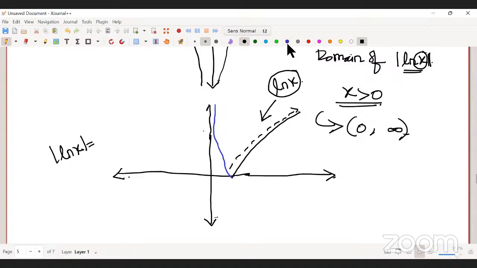So this is the graph of modulus of ln x. Whatever this negative part is, that will become positive because I'm taking a modulus. So this is the graph of modulus of ln x. Is it clear how we're actually getting this graph? Yes, sir. Okay, fine.